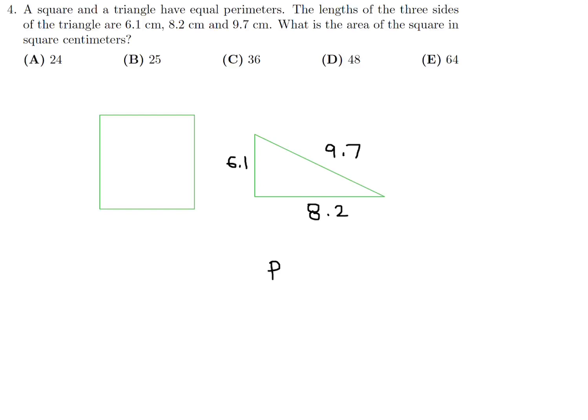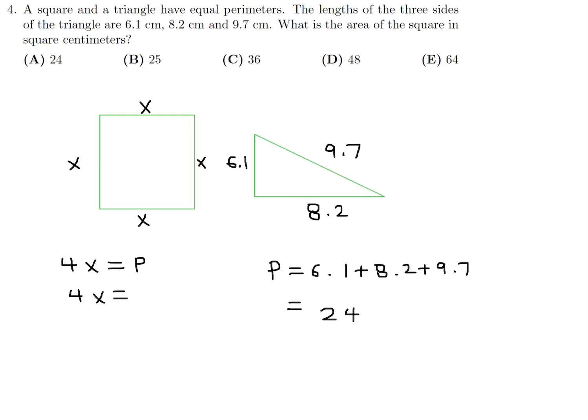So first let's figure out the perimeter. It's 6.1 plus 8.2 plus 9.7, and that would be, if I know how to add, 24. They're saying that the perimeter of the square and the triangle are the same. So the perimeter of the square is 4x, and 4x is equal to 24, so x is equal to 6. What is the area of the square? Area of the square is x squared, which is 6 squared, which is 36. So number 4, the answer is C.